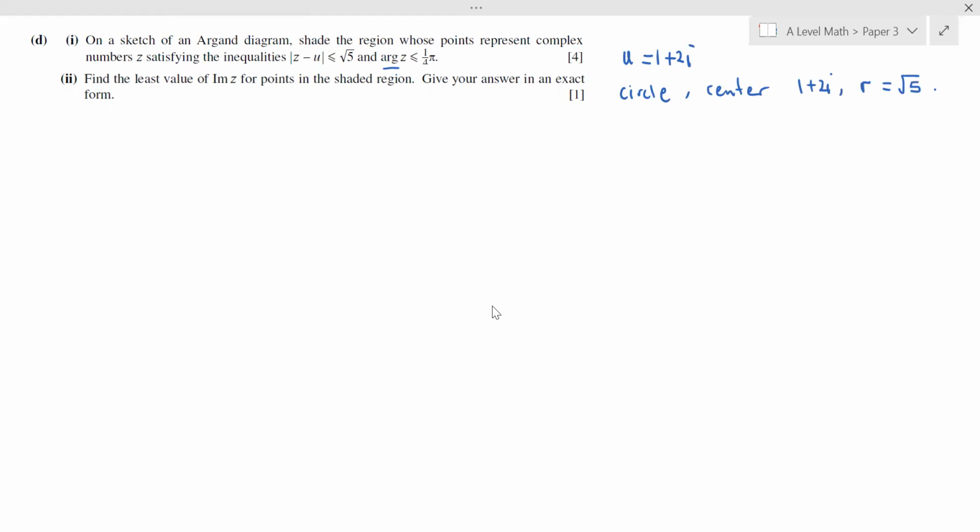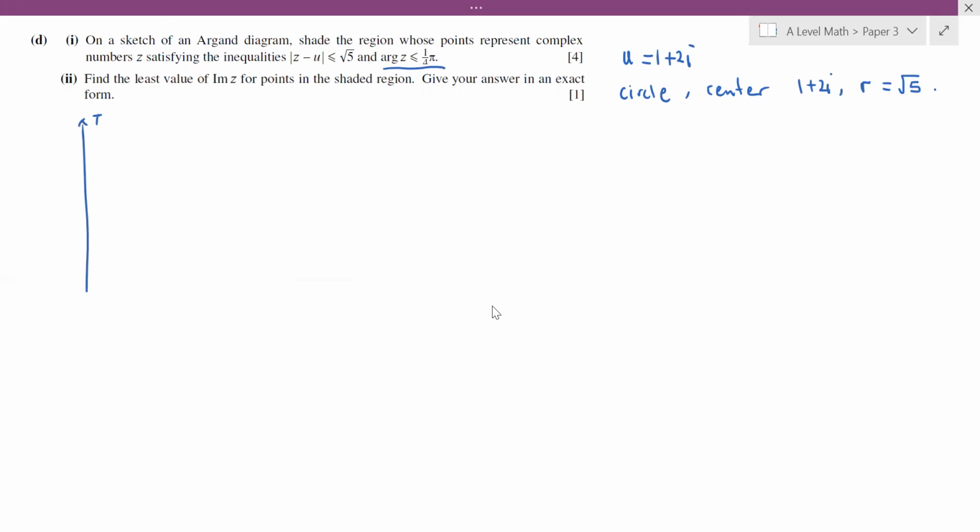And the argument of z is less than or equal to pi over 4. We'll work on that later. So for this case, you have an Argand diagram where the center is 1 plus 2i, and the circle has radius square root of 5. Now, in order to draw this properly, you need to know where it intersects the real and the imaginary axis. So you have a circle here.